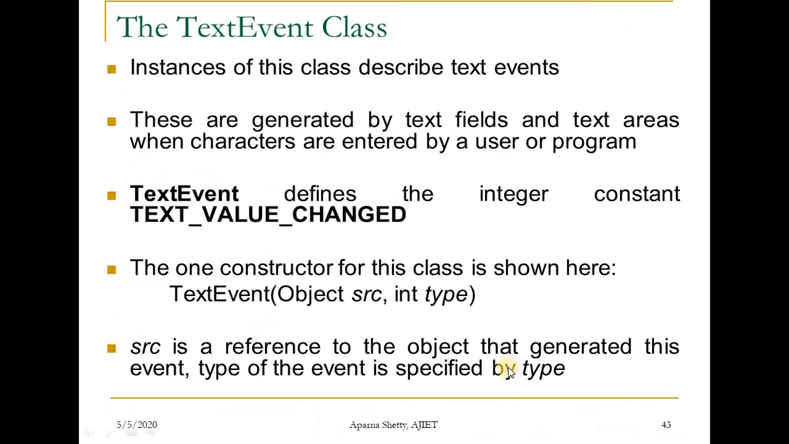So that was about TextEvent. When you make any changes to the text field or text areas, when you enter characters, a text event is generated. There is one integer constant representing the text event class, that is TEXT_VALUE_CHANGED. As well, you have this constructor TextEvent, which takes source and type as parameters.